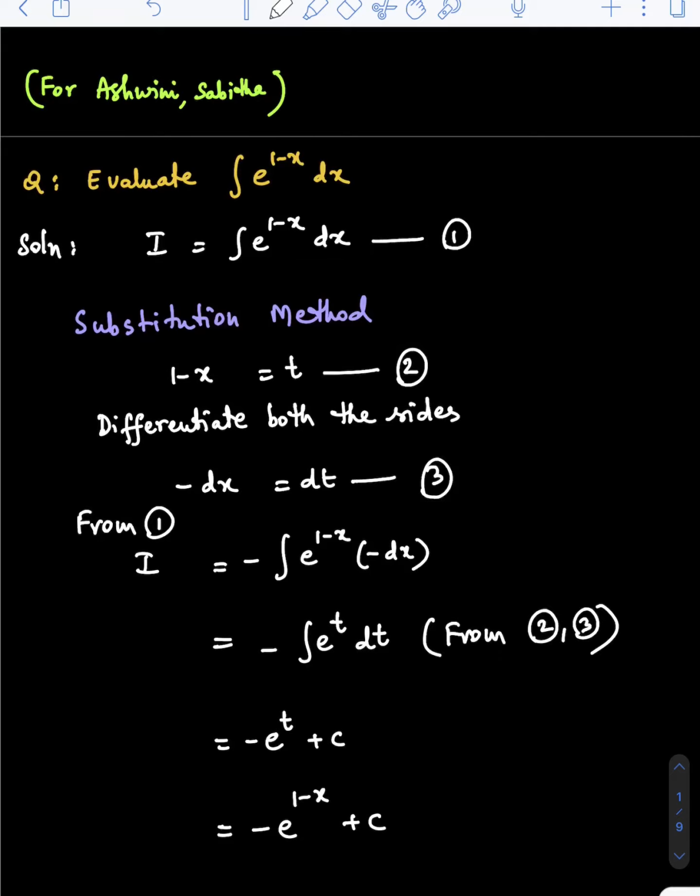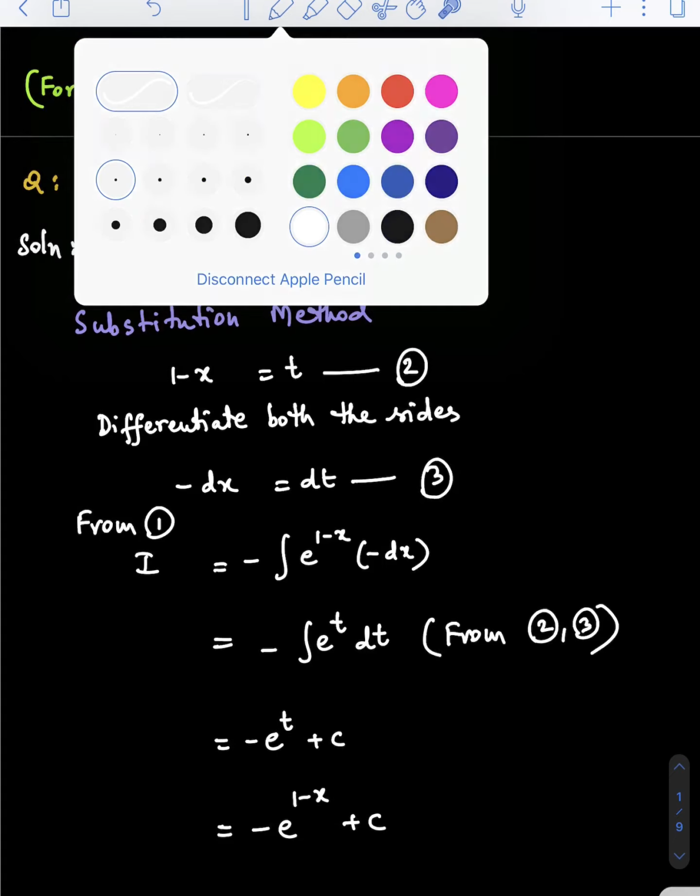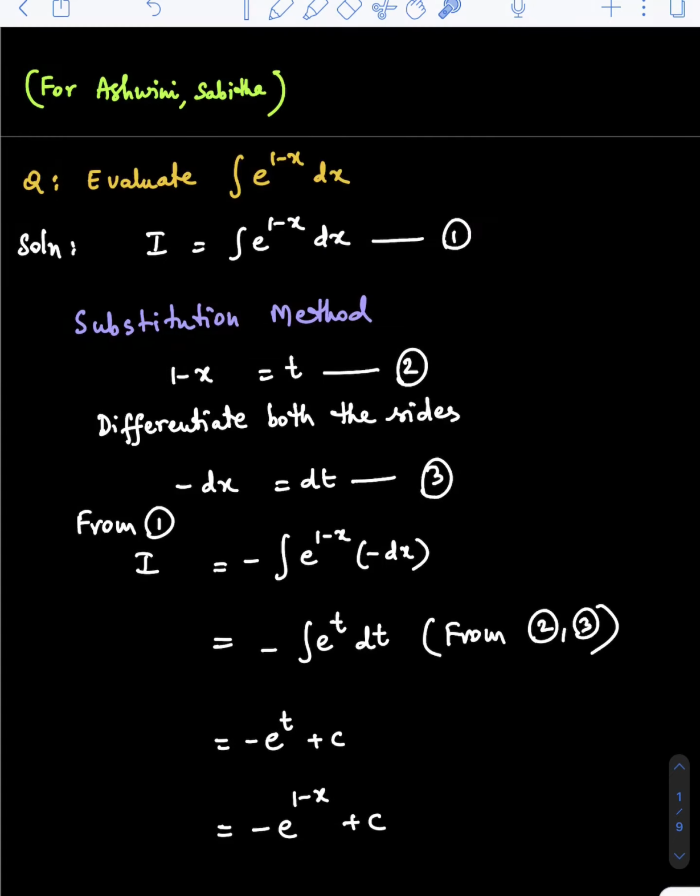So this step came with the help of equations 2 and 3, and afterwards we have to integrate it. So minus only is kept. Integral e power t, integration is e power t only, plus c. Don't forget to write plus c here. So minus e power, in place of t again take the original value, that is 1 minus x, plus c. So it came from equation 2. Okay, so this is the answer.